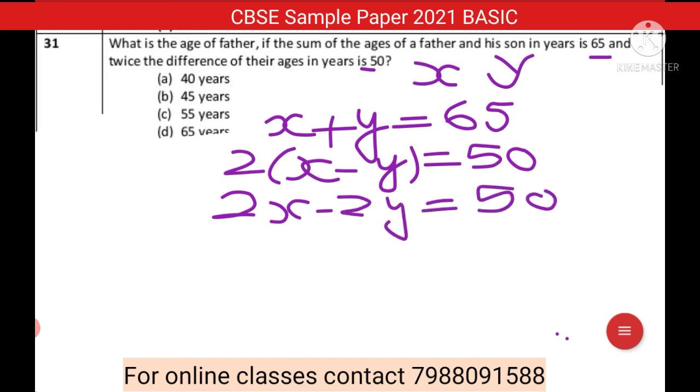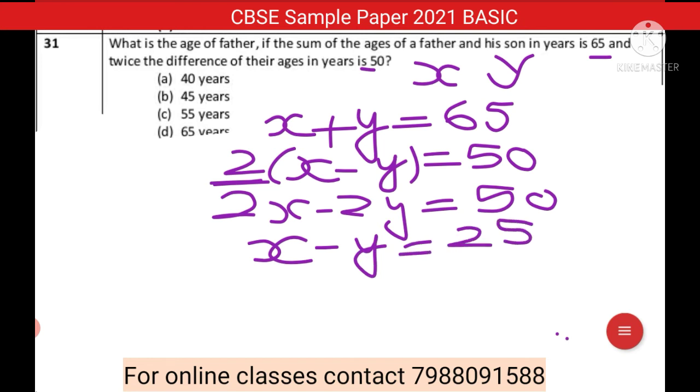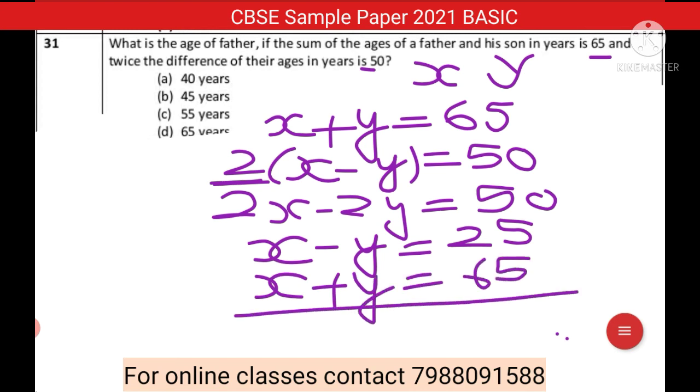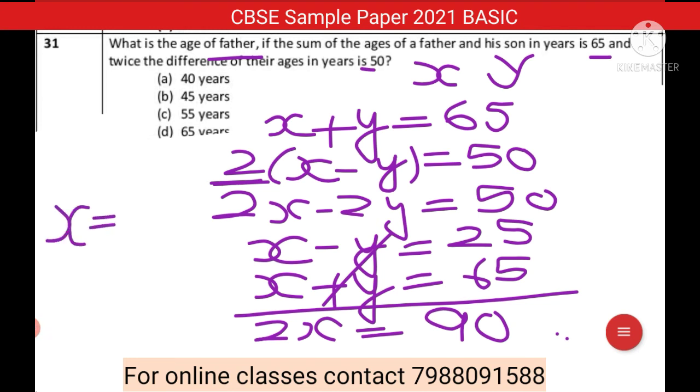Or if I divide throughout by 2, or in this step only, if you take 2 on the other side, I get x minus y is equal to 25. And let me write the first equation below this. I have x plus y is equal to 65. If I simply cancel out y, because otherwise also I need only the value of x, that is only the age of father, I get 2x is equal to 90 and x comes out to be 45. Hence, B is the correct option.